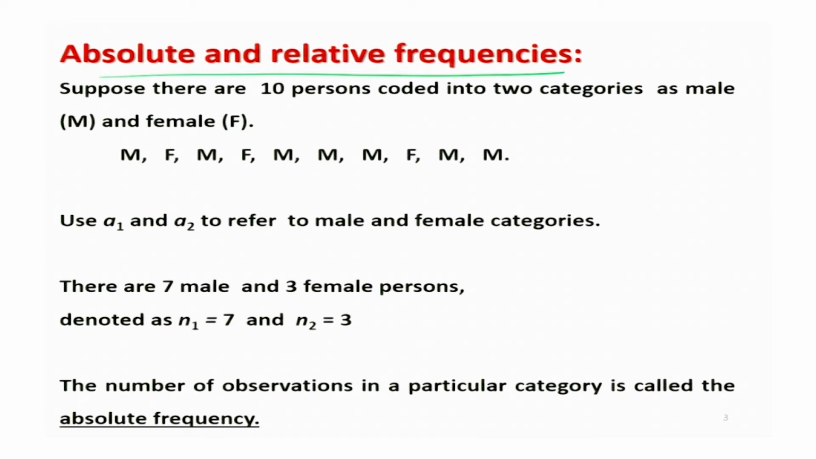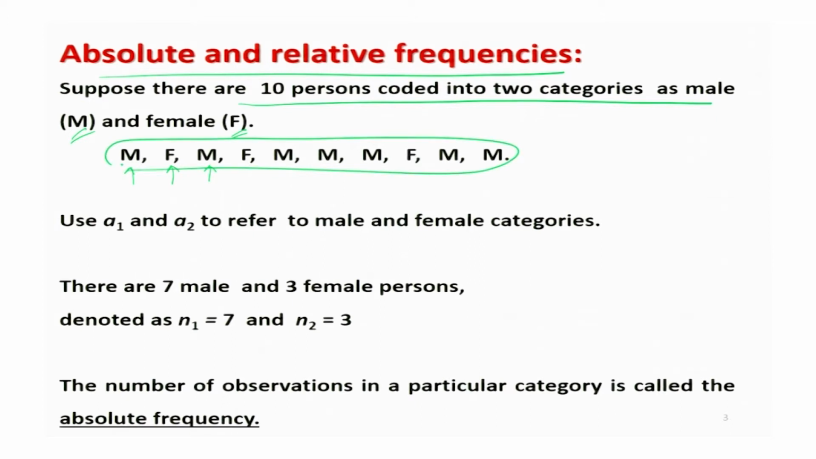This is a very elementary concept, and I believe that you have been taught it in elementary classes, possibly in class 6, 7, 8, 9, 10 and so on. Let me take an example and try to explain what absolute frequency and relative frequency are. Suppose there are 10 persons and they have been coded as male or female in two categories. Male is indicated by M and female is indicated by F. Now a person has been selected and turns out to be male, then the second person turns out to be female, then the third person turns out to be male, and so on, and the data is recorded like this: M F M F, etc.